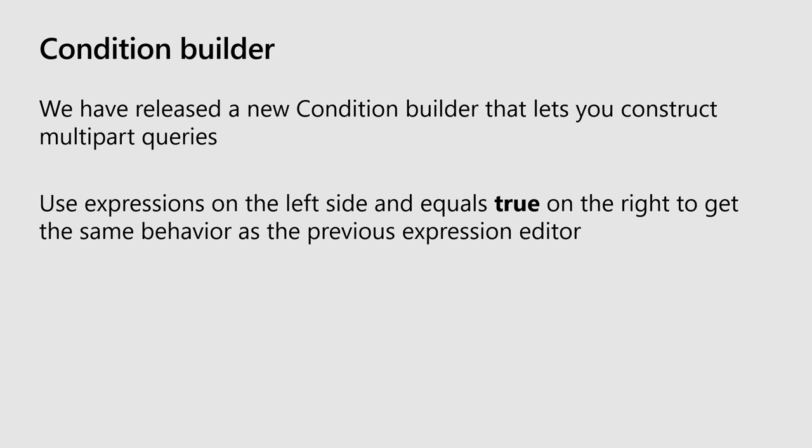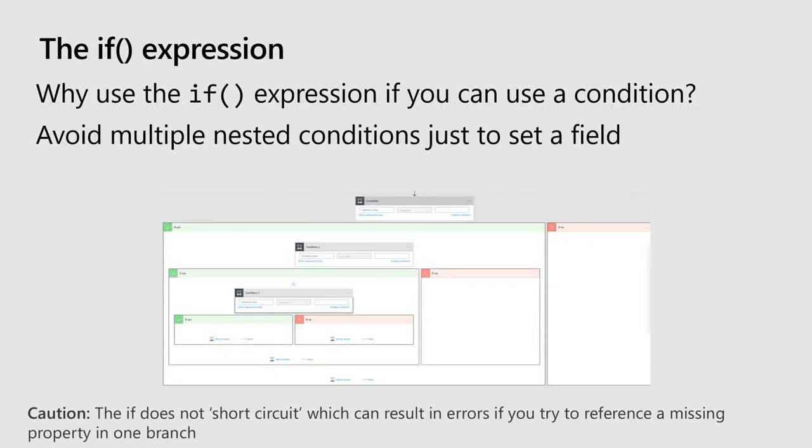So we've also released a new condition builder. And with the new condition builder, it allows you to construct advanced queries just using the simple point and click. But some people have asked, wait, what happened to that advanced condition builder thing that I could do before, where I could just put whatever expression I want? Well, you can still do that, and the pattern there is by putting an expression on one side of the condition and just saying equals true to get that same behavior that you had before. And I'll show you an example of where we do that inside of Flow.